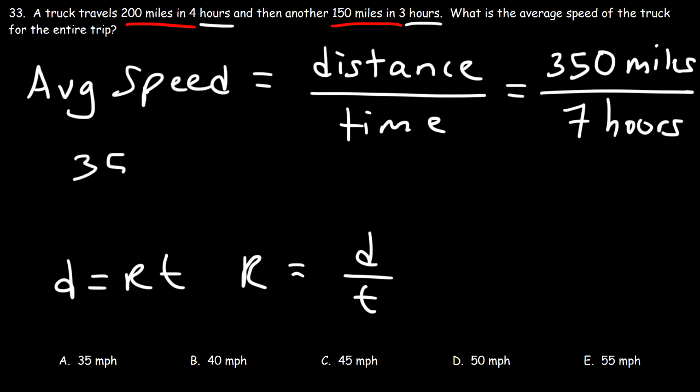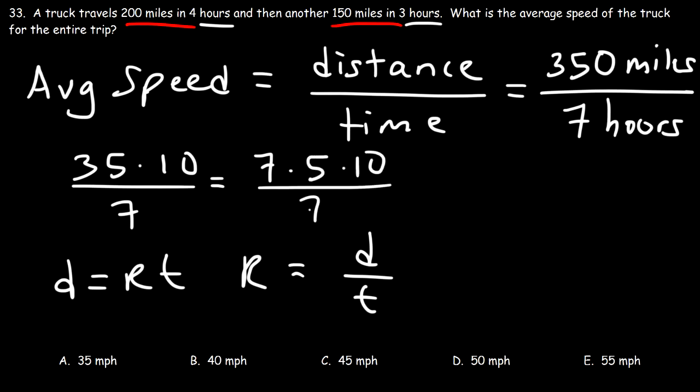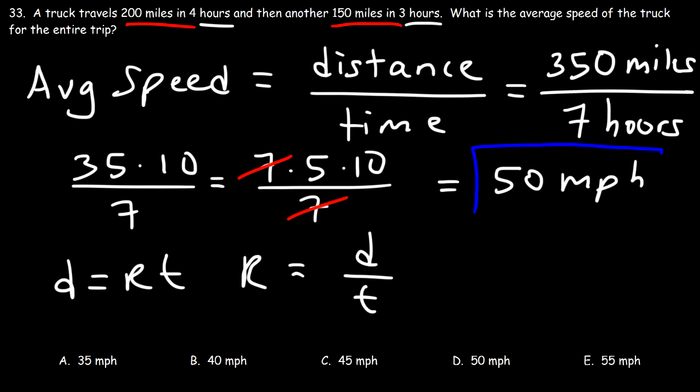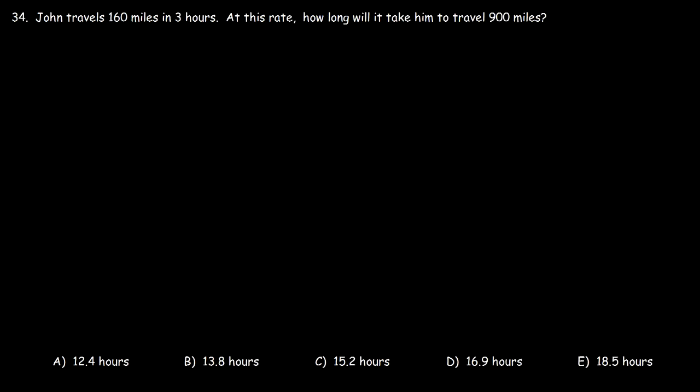350 is 35 times 10. And 35 is 7 times 5. So we can cancel a 7, and we're left with 5 times 10, which is 50. So this is going to be the average speed for the entire trip. It's 50 miles per hour, which means that answer choice D is the right answer.